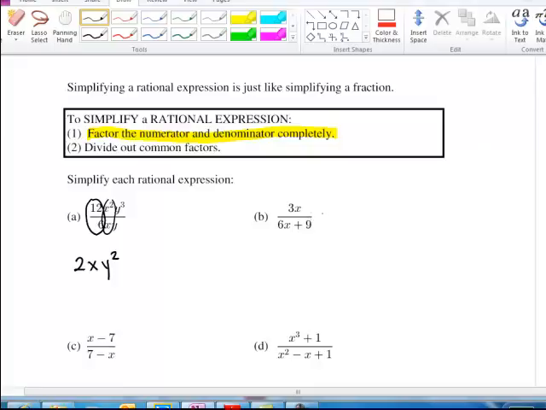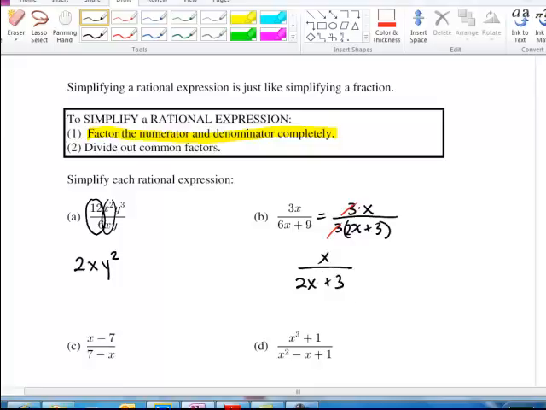On b, the numerator is already written as a product. It's already 3 times x. The denominator has a sum. So what we'd want to do is factor out anything we can. We could take out a greatest common factor of 3. So we could write this as 3 times x over 3 times the group 2x plus 3. And then we can say, all right, I've got a matching factor of 3, so that makes 1, which I don't need to write. So my final answer would be x over 2x plus 3.